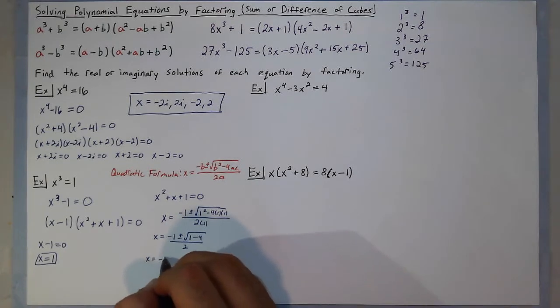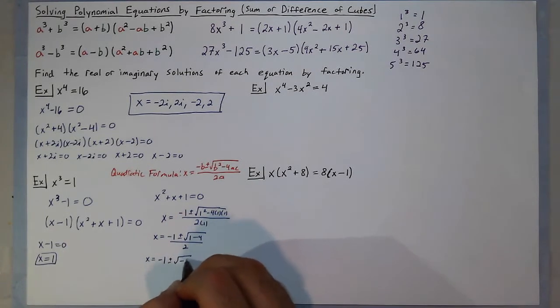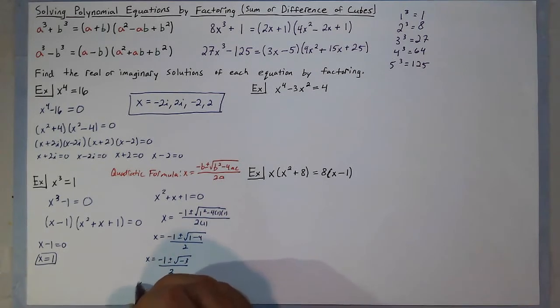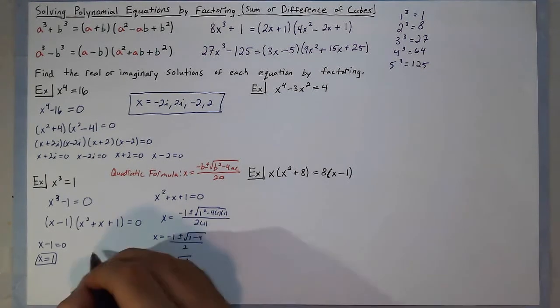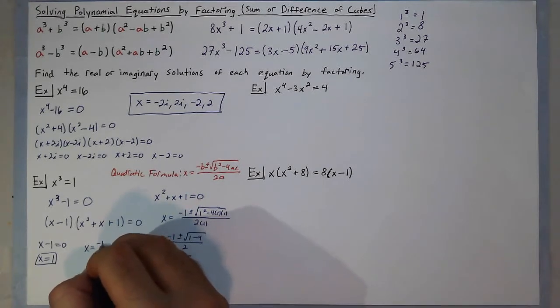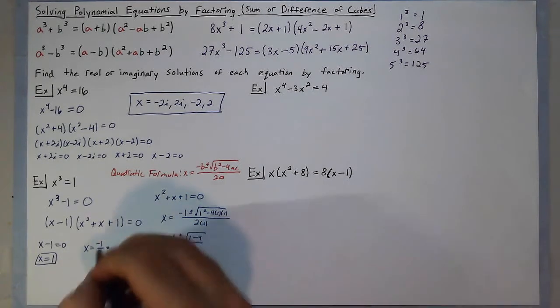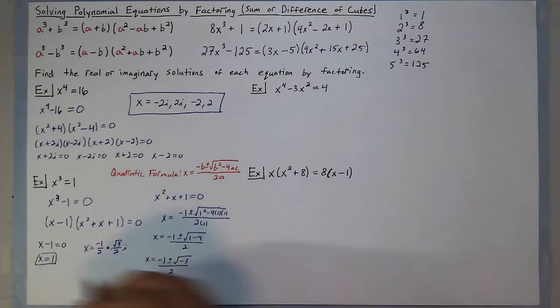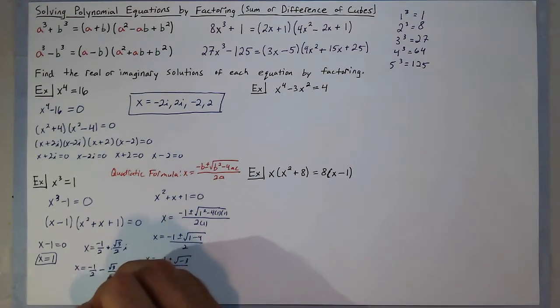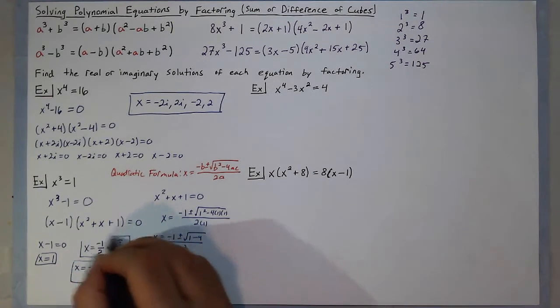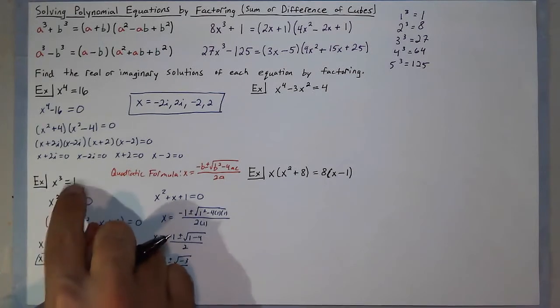So x equals negative 1 plus or minus the square root of negative 3 all over 2, which when I simplify that radical gives me negative 1 plus or minus i square root of 3 all over 2. So my other two solutions would be x is equal to negative 1/2 plus the square root of 3 over 2 i, and x is equal to negative 1/2 minus the square root of 3 over 2 i. So I got two imaginary solutions that you normally wouldn't have found if you just try to solve from here.